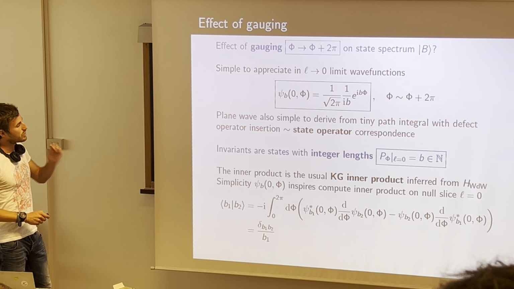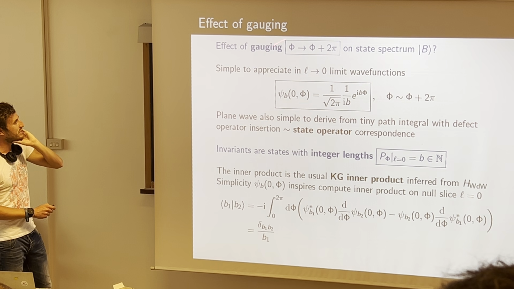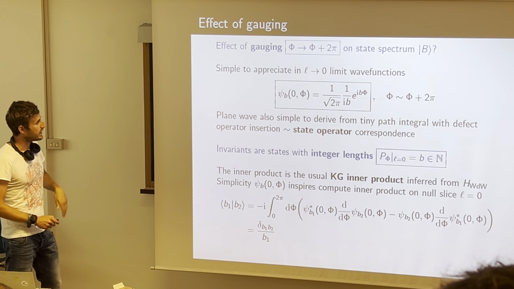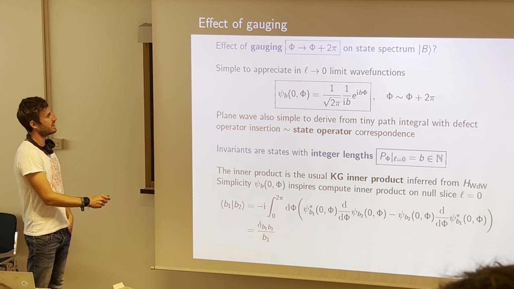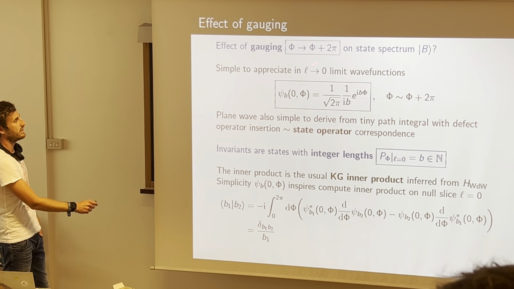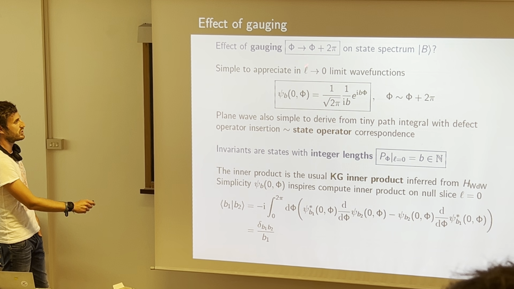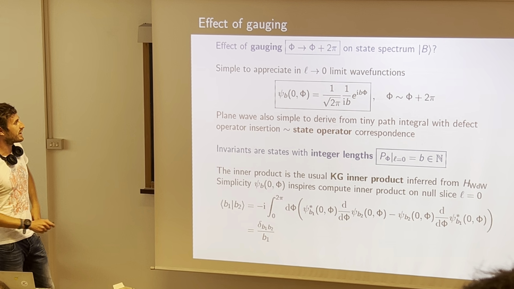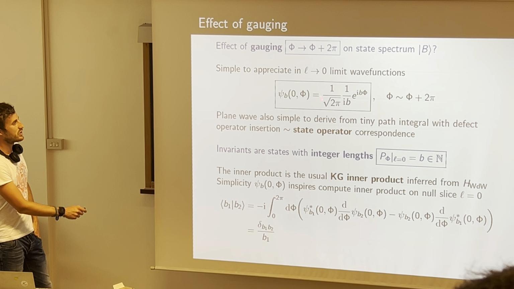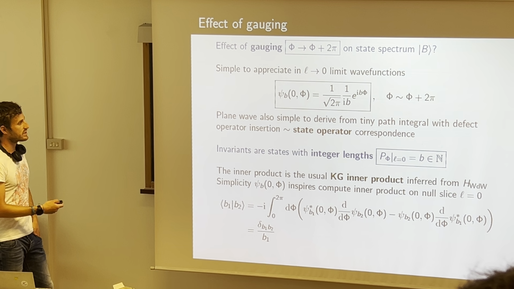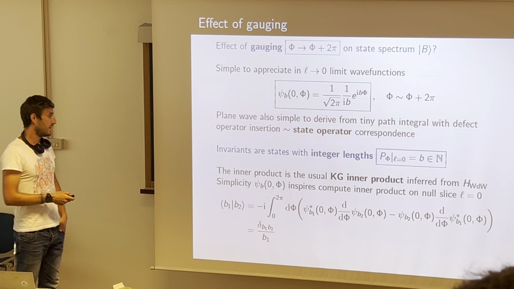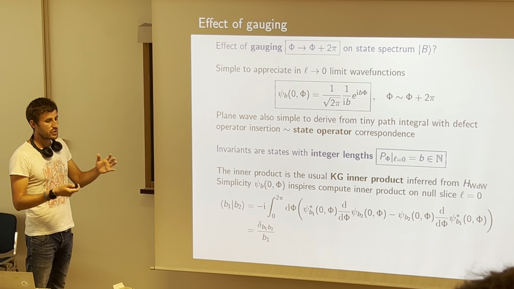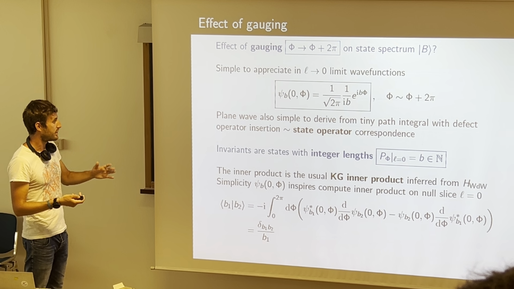But then what's the most important step? So what is the effect of the gauging on the spectrum? In order to appreciate that, we can take this particular limit of the wave functions, the L to 0 limit, and it turns out that the combination that we constructed exactly reduces to a plane wave. And this is exactly what we wanted, right? Because this is basically a manifestation of the state operator correspondence.